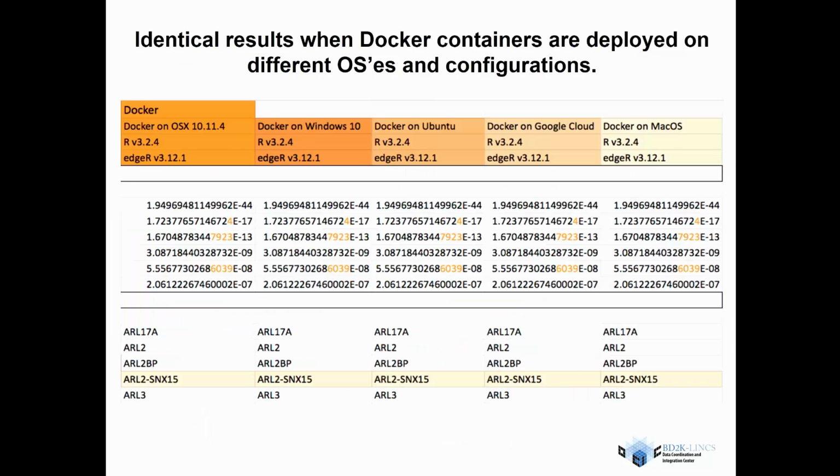So let's take a look at what happens when we use Docker. We put that procedure inside the container rather than running it on the software on each of the individual environments. We run it inside the container. So here's Docker on Macs, Docker on Windows, Docker on Ubuntu, Docker on the cloud, and Docker on a different Mac OS. And we get the exact same results, unlike the small differences that we saw before. So this actually does work.